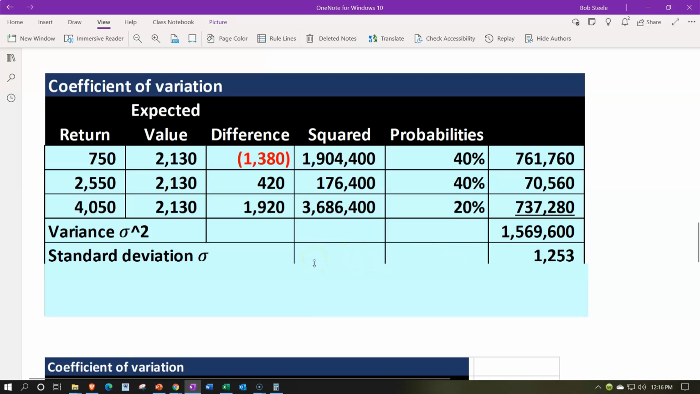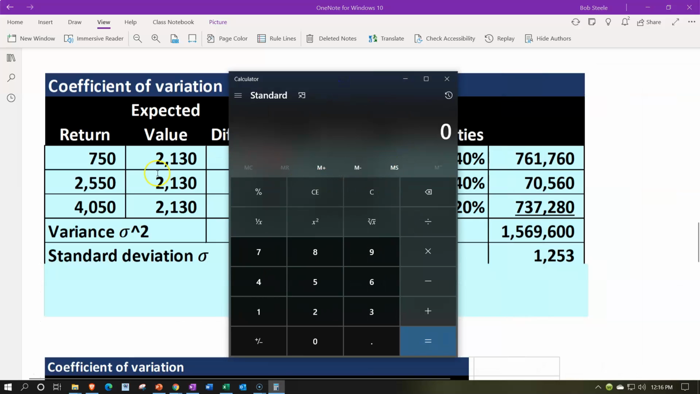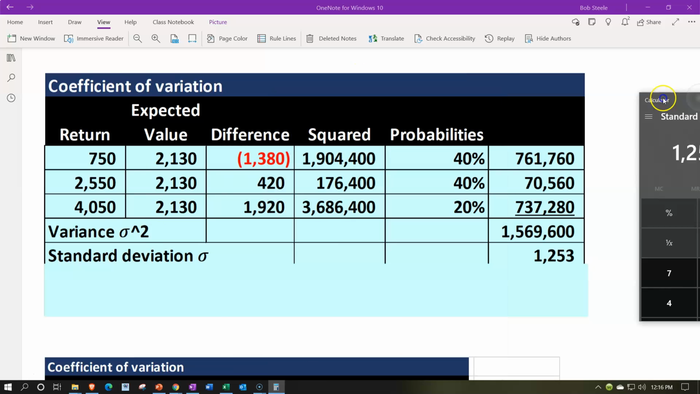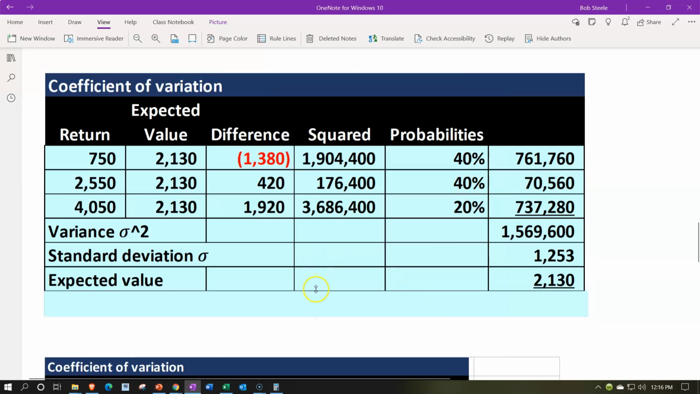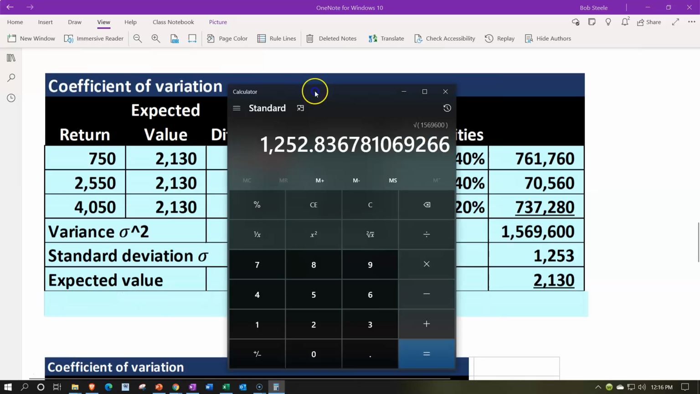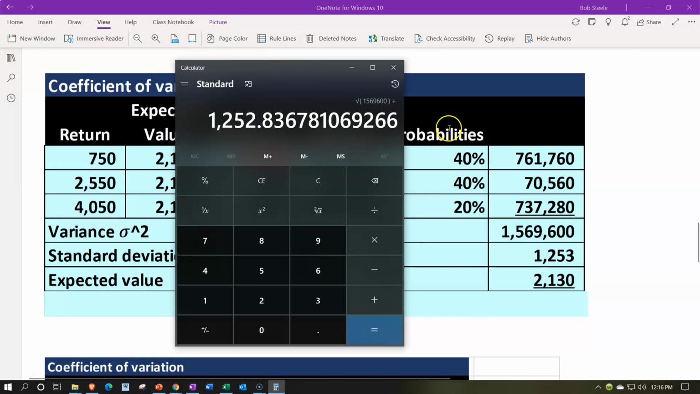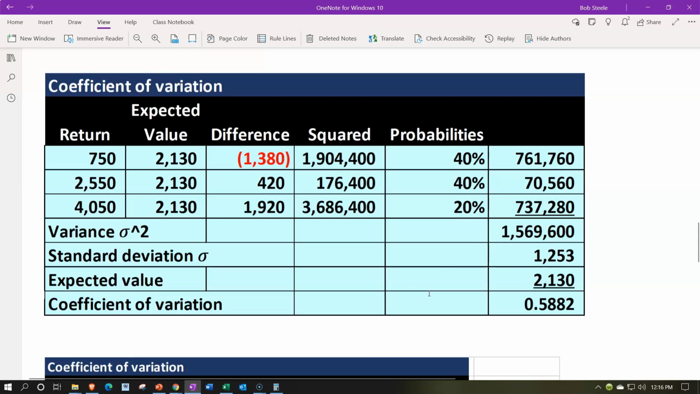We're then taking the standard deviation, the square root of the variance. So we'll take the 1,569,600 square root, and that's going to be about 1,252 or 1,253, rounded. And then we'll compare that to the expected value, which we got up top, the mean or the average, in other words. So taking that divided by the 2130 gives us the 0.5881, which is the coefficient of variation.